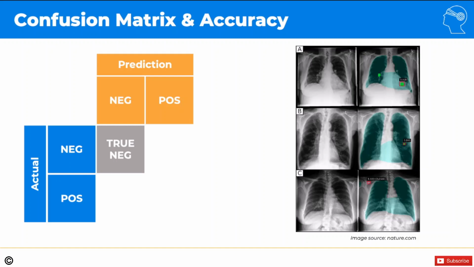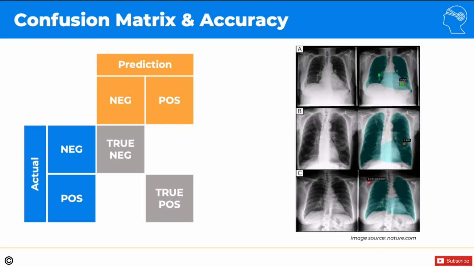So back to our true negative. The cross between negative and negative is a true negative, meaning the model predicted that there is no cancer, and in reality, that person doesn't have cancer. So in this use case, it's a great result for the person in question.